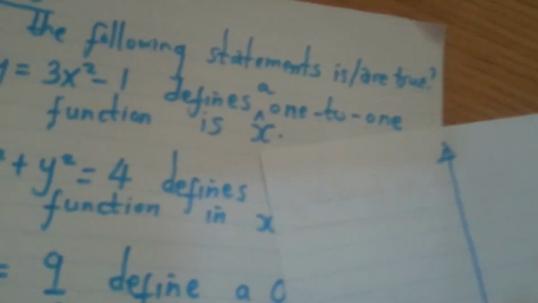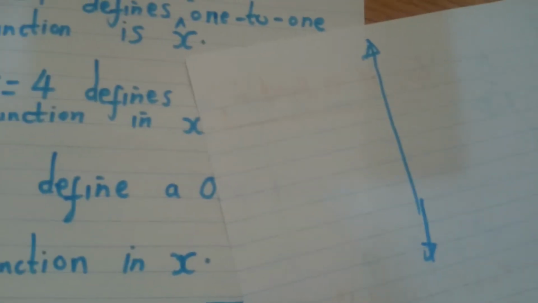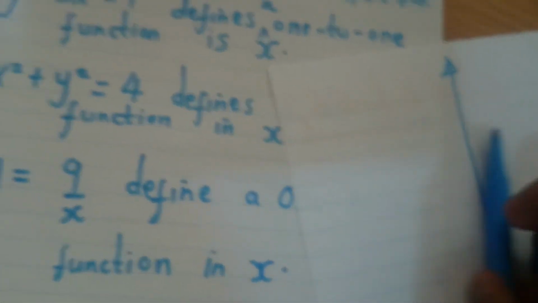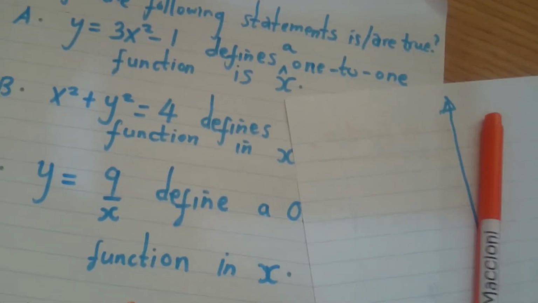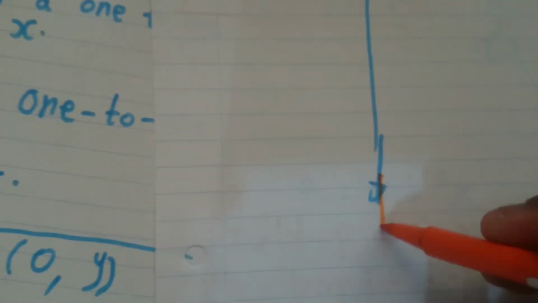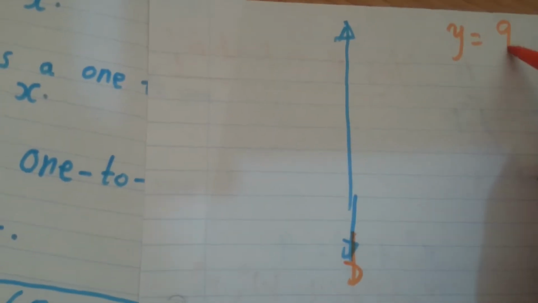So now let's go. Let's draw the hyperbola. The hyperbola given is y equals 9 over x. Let me use the rainbow pen. I don't want to use the same pen all the time. Okay, so given y equals 9 over x.